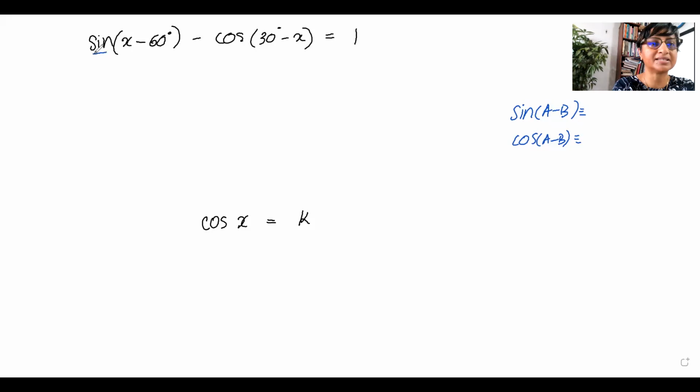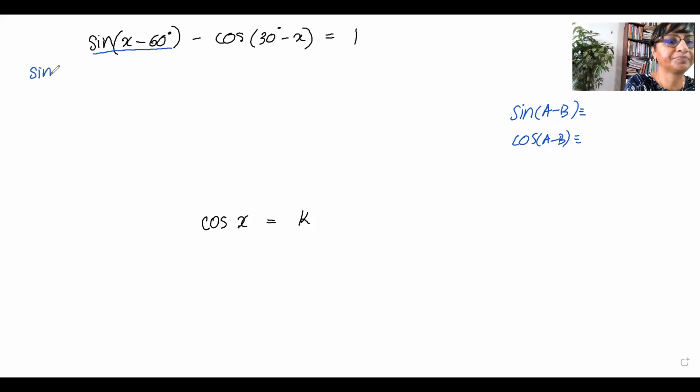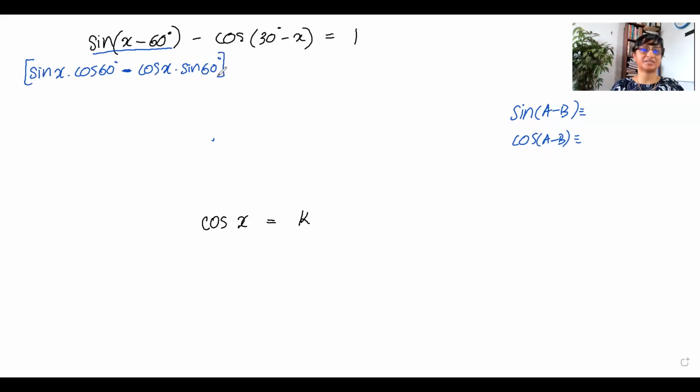So if I apply this sine a minus b formula for sine x minus 60, it will be sine x cos 60. If it is minus, do I get minus or plus? Sine a minus b. Minus, yes. Minus cos x sine 60. Right? That is when I expand sine x minus 60. Similarly, I can expand that.